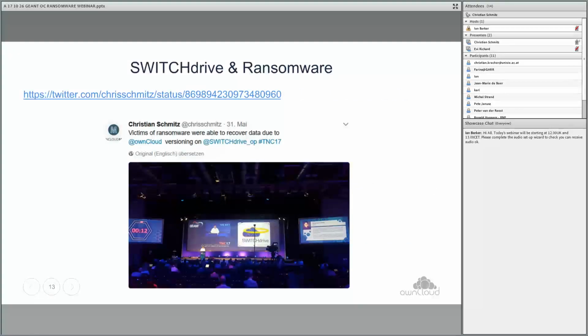There is actually a case of one of the NRENs, Switch, that had a ransomware attack on their users. There is an employee of Switch who gave a presentation at the last TNC, Renato Furter, and this was a very nice case where there was a concrete case where users had full data recovery despite a harsh ransomware attack.